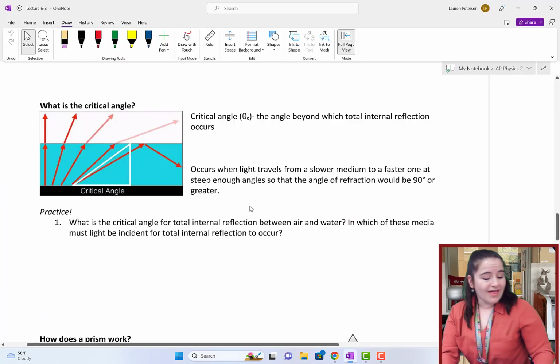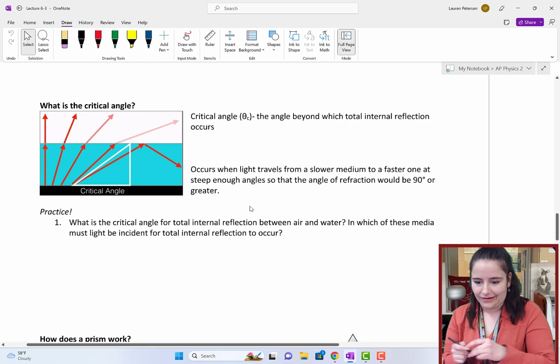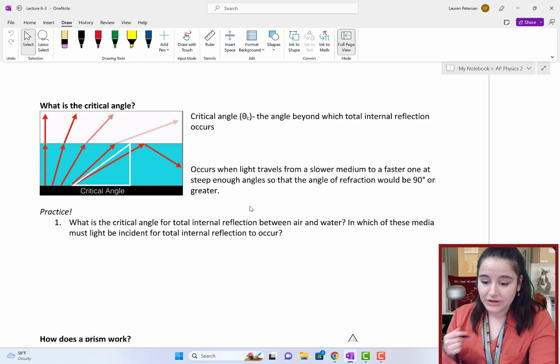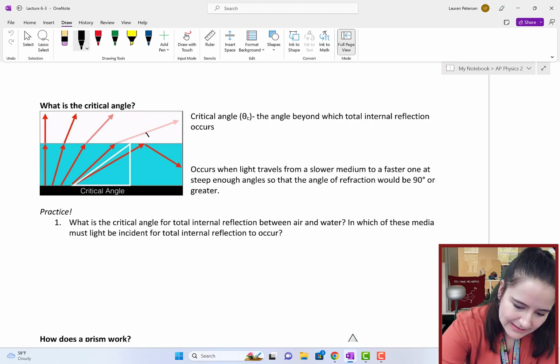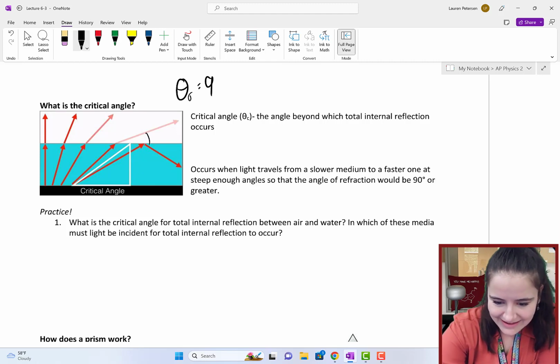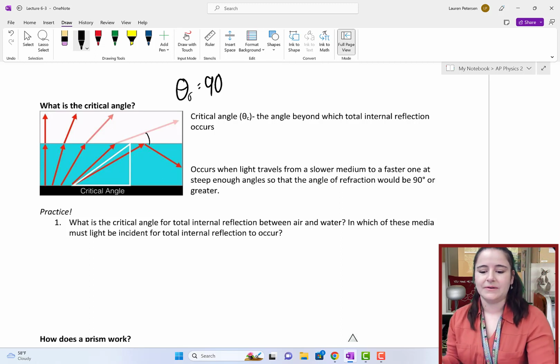So that's what that critical angle is, the angle beyond which total reflection occurs. And it happens when that refracted angle is 90 degrees.